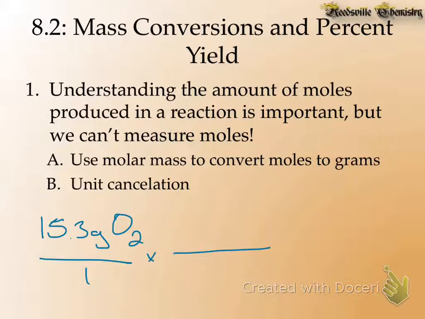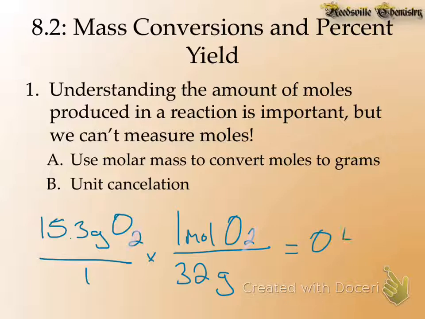Set up your unit analysis method. For every 1 mole of oxygen, you've got 32 grams. And why do I have 32? I've got 32 because of this guy right here, right? Because of the 2. So it's 16 times 2. That's where I get 32 from. So 15 divided by 32, that's a little bit less than 0.5, right? So I don't know, 0.498 or something like that, okay? So 0.498 moles of O2.